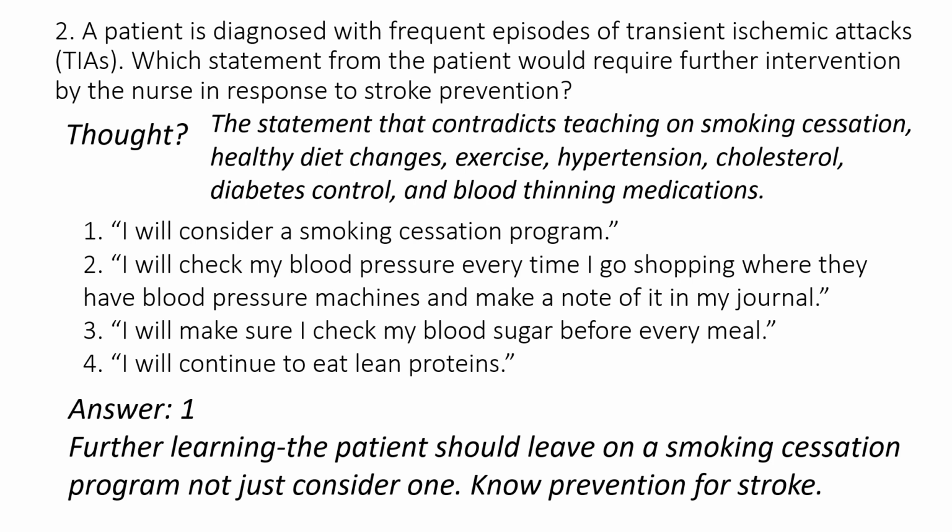If you had a hard time with this question, make sure to review prevention for ischemic strokes. And that is smoking cessation, healthy diet, exercise, controlling hypertension, high cholesterol or diabetes, and then making sure to stay on blood thinning medications if ordered. Because the TIA is the number 1 warning sign of an impending stroke, and intervention is necessary if a client is having a lot of TIAs.